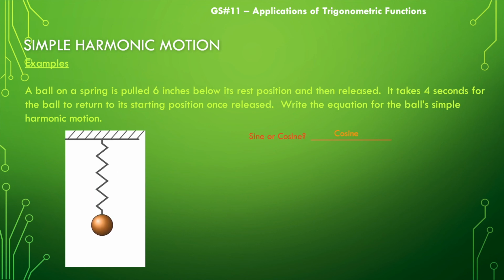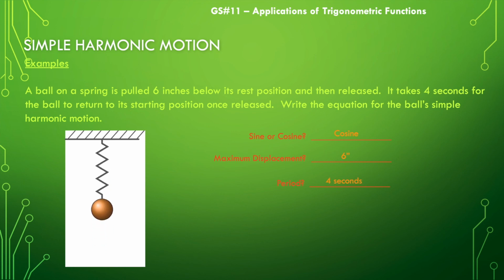All right, so then what is going to be the maximum displacement? How far was that ball pulled from its equilibrium? And we can say that that's going to be 6 inches. How about the period? Remember, the period is how long does it take to go through one complete cycle? And that will be 4 seconds.